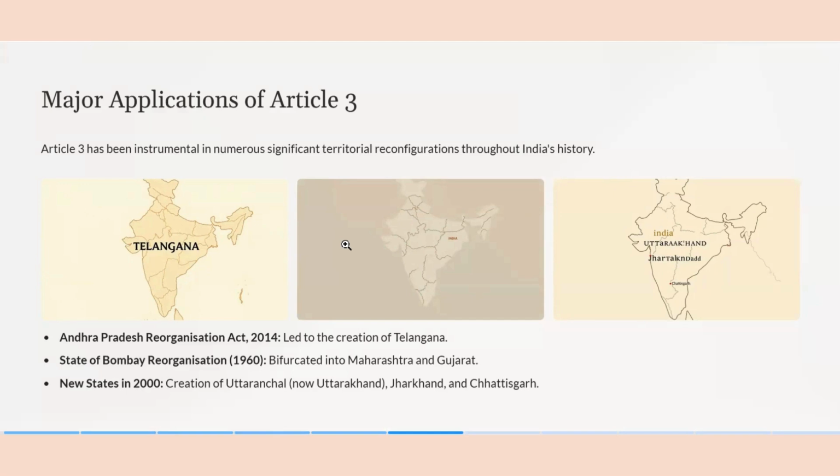New states in 2000 were created: Uttaranchal, that is now Uttarakhand, which separated from Uttar Pradesh; Jharkhand separated from Bihar, whereas Chhattisgarh separated from Madhya Pradesh.